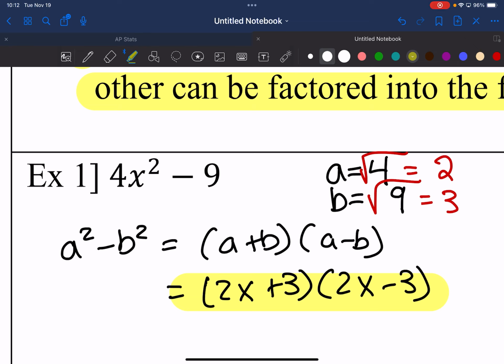Here we're just factoring them. Again, this is a special case. This is not going to work for every single factoring problem, just if we have something that looks like A squared minus B squared.